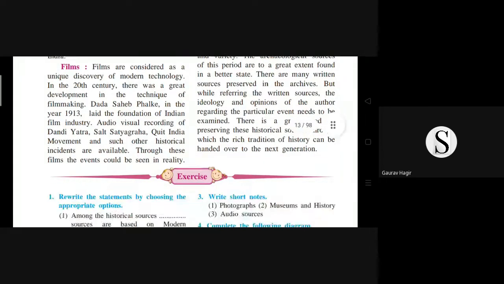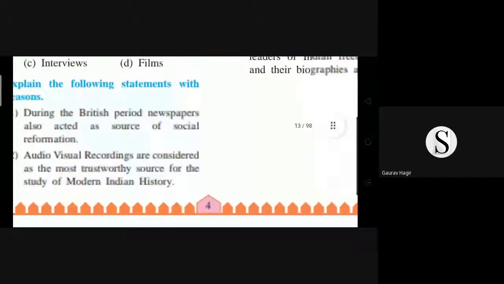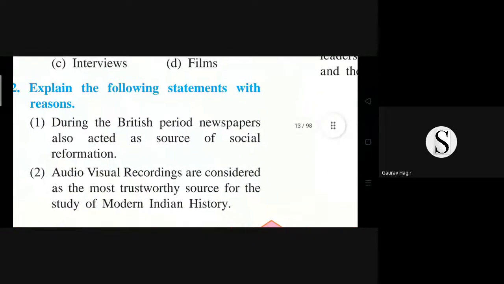Okay, so let's move to the next one. Explain the following statement with reason. Okay, you have to give a reason. For this, you have to write your name in the chat box. During the British period, newspapers also acted as a source of social reformation.